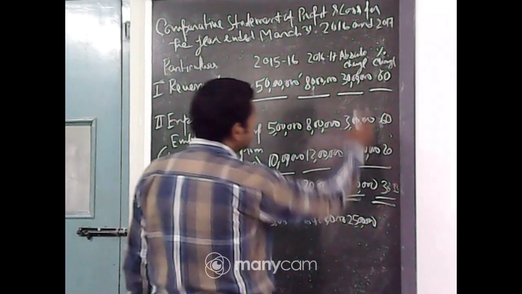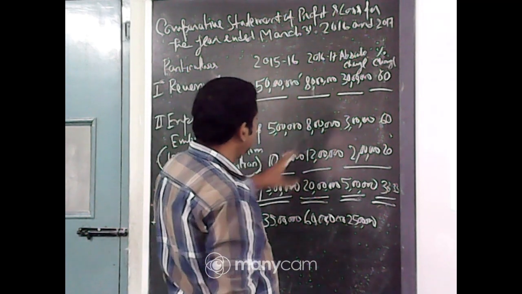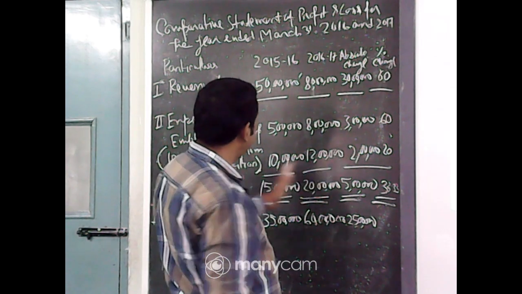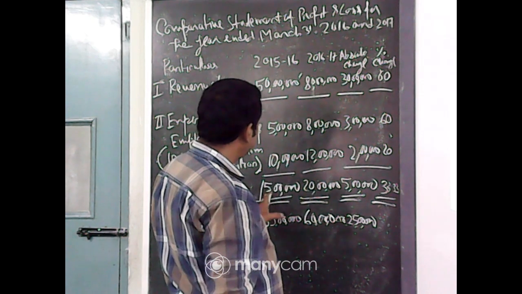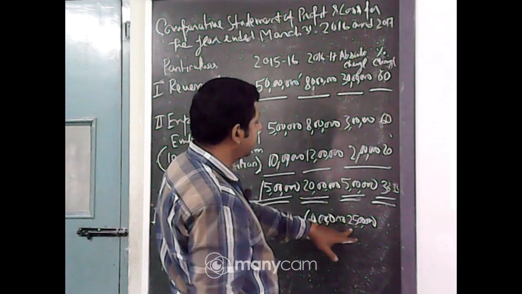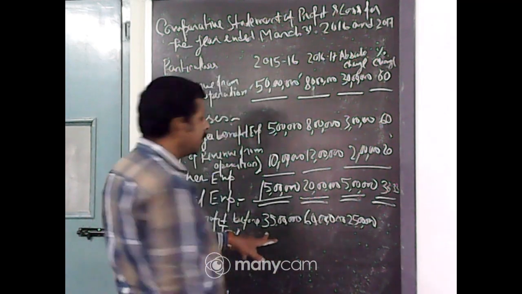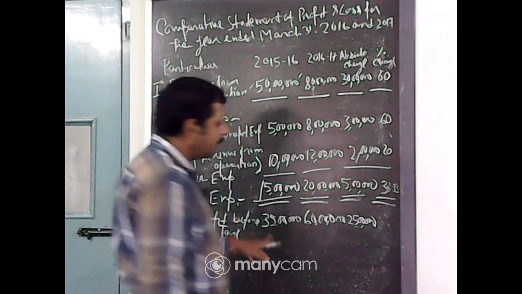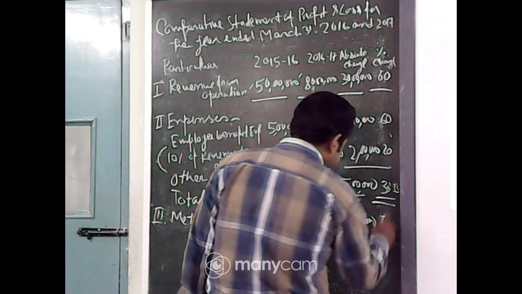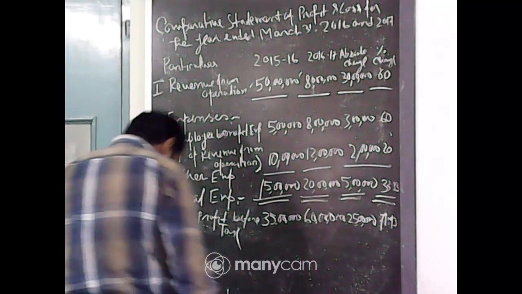Absolute change and percentage change cannot be calculated from your original figure. You calculate from your horizontal figure. That is always the absolute change: current year minus previous year, 60 lakh minus 35 lakh, that is 25 lakh. And the absolute change in percentage is 25 lakh divided by the base year figure, 35 lakh, into 100. That becomes 71.43%. So that is the net profit before tax.